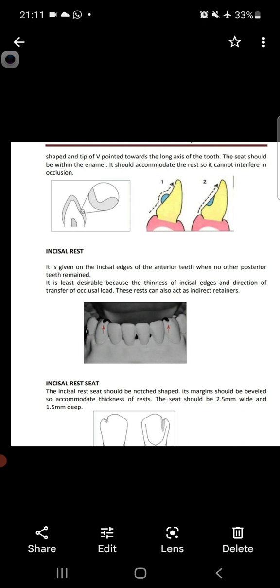Now to the incisal rest seat. The incisal rest seat should be notch shape. Remember, occlusal rest seat shape is rounded triangular or spoon shape, the cingulum rest seat is rounded V shape, and the incisal rest seat shape is notch shape. Look at the diagram below. There is a notch, and its margin should be beveled to accommodate the thinness of the rest. The seat should be 2.5 mm wide and 1.5 mm deep.